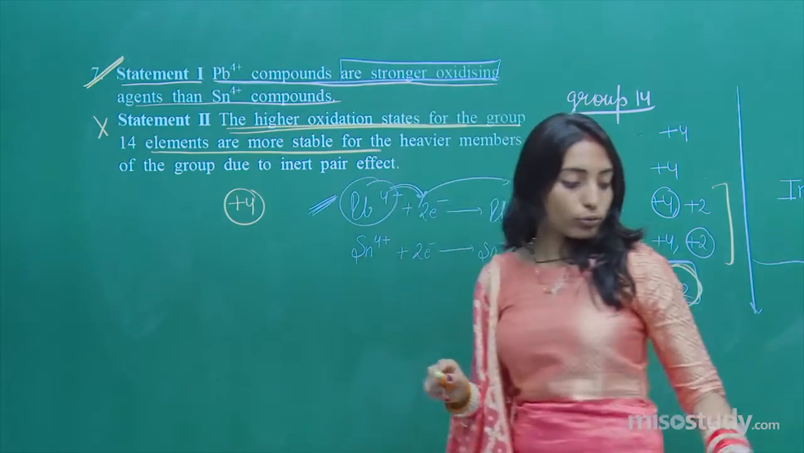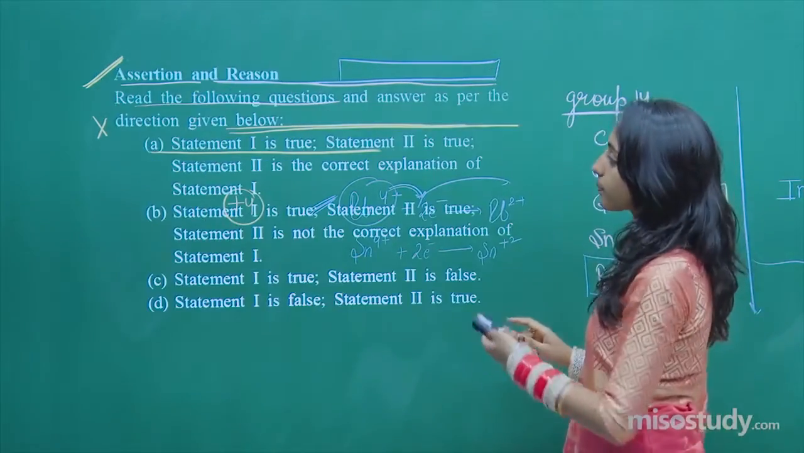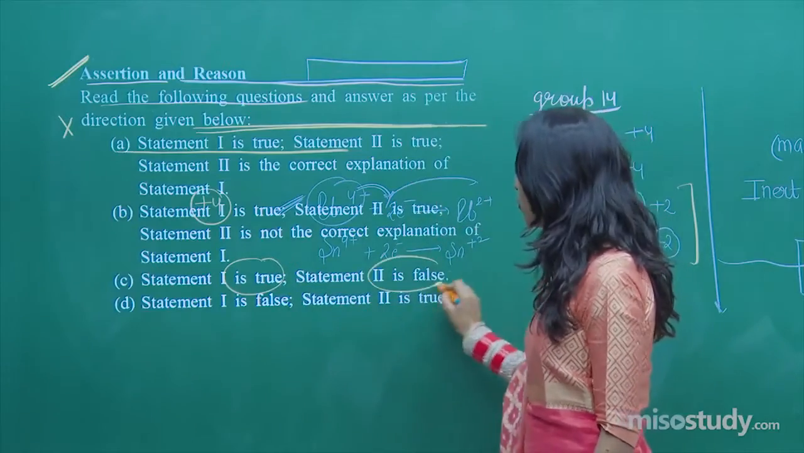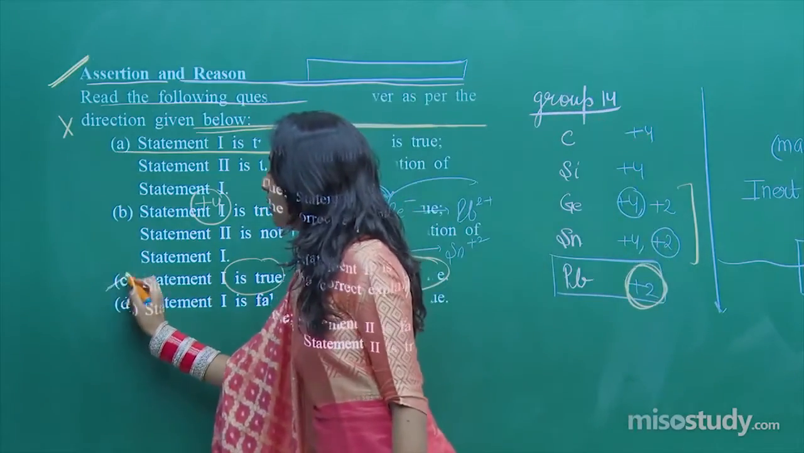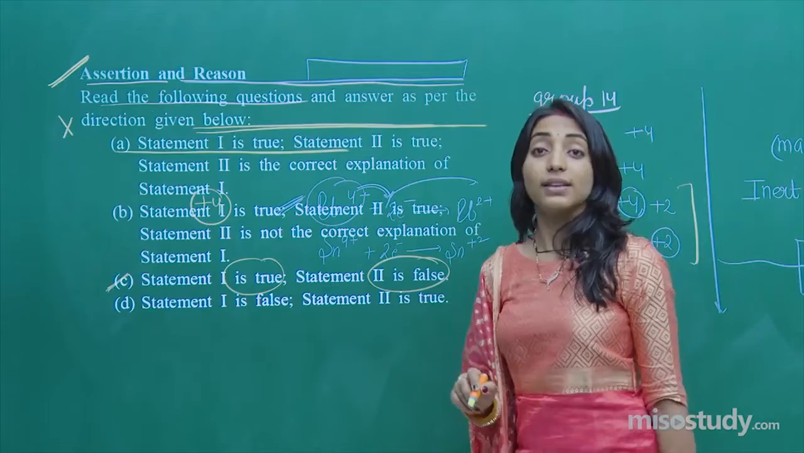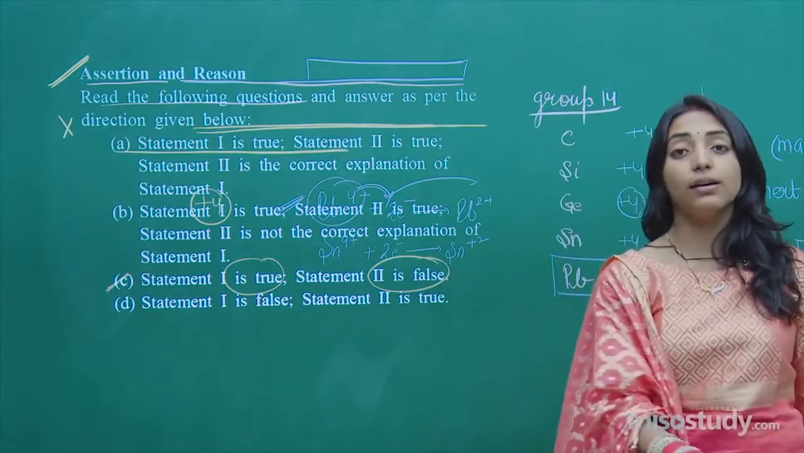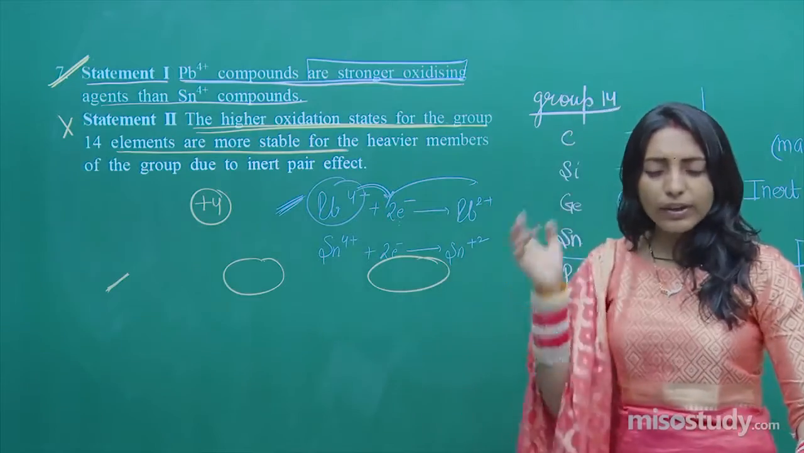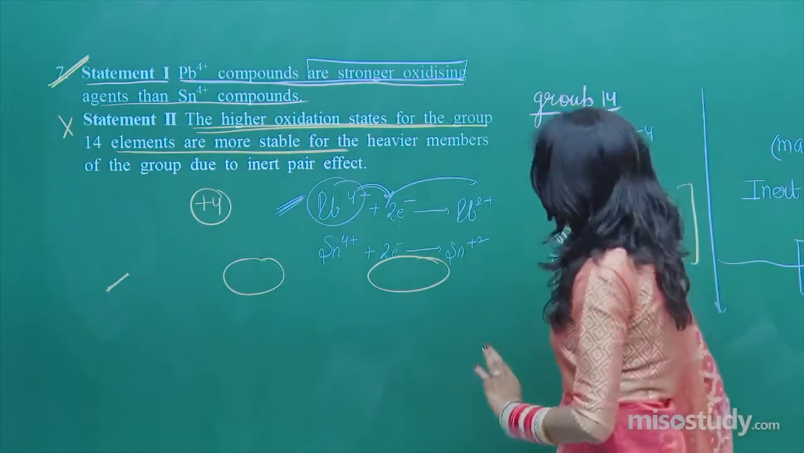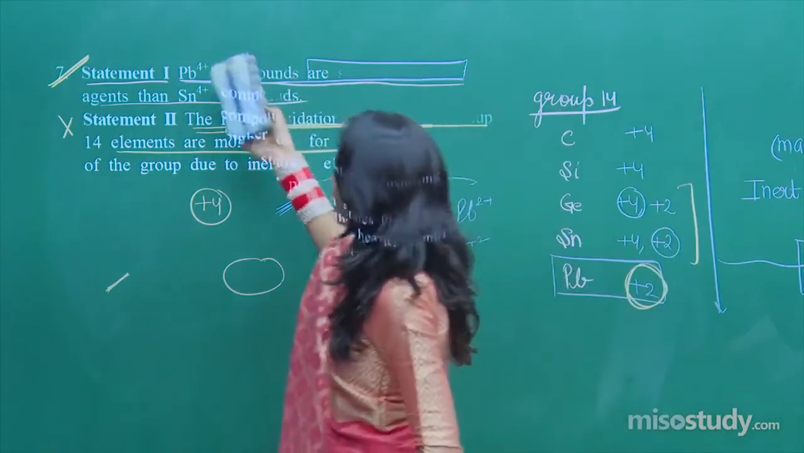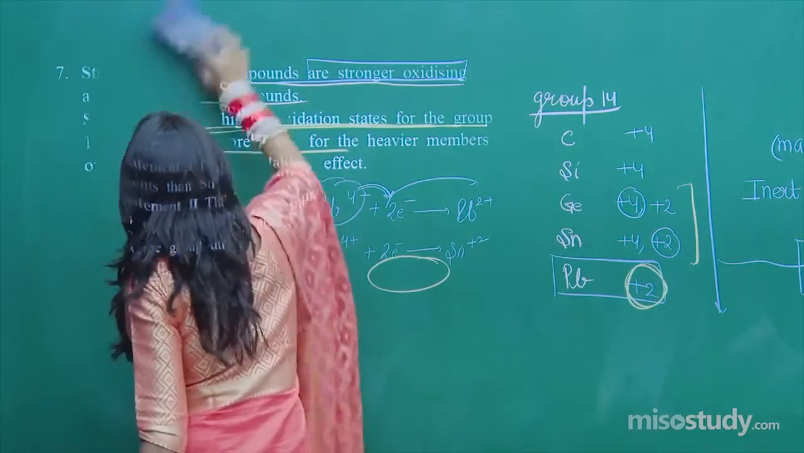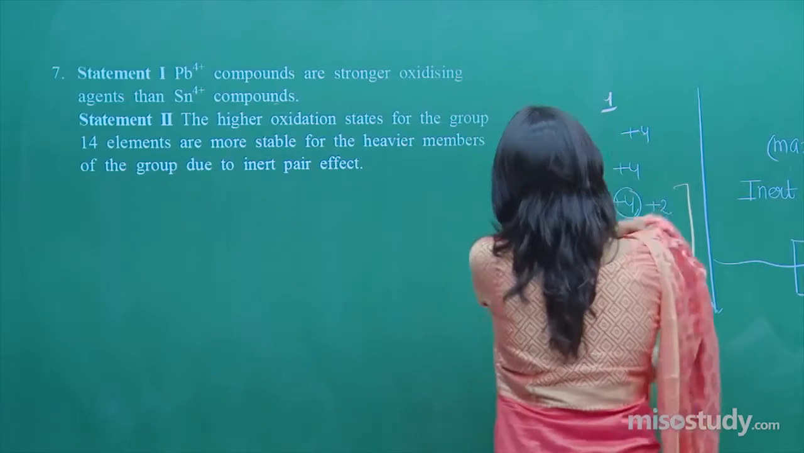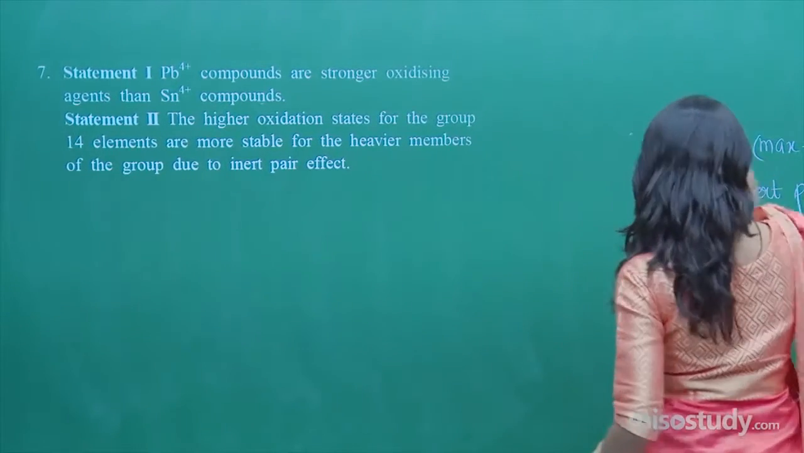So now let me go to the previous slide. When statement 1 is true and statement 2 is false, then option number C could be considered as the correct option for this particular question. Again, an easy question, not a tough thing, not a difficult one. So I think this is also done. Let me clear the board and go on to the next question.